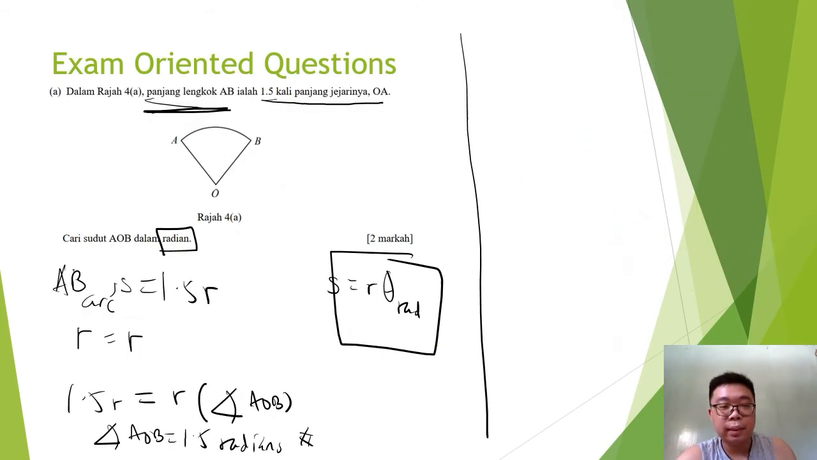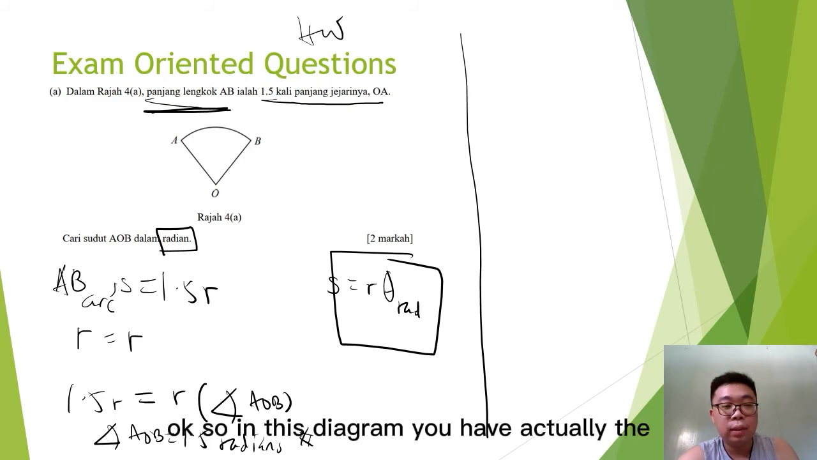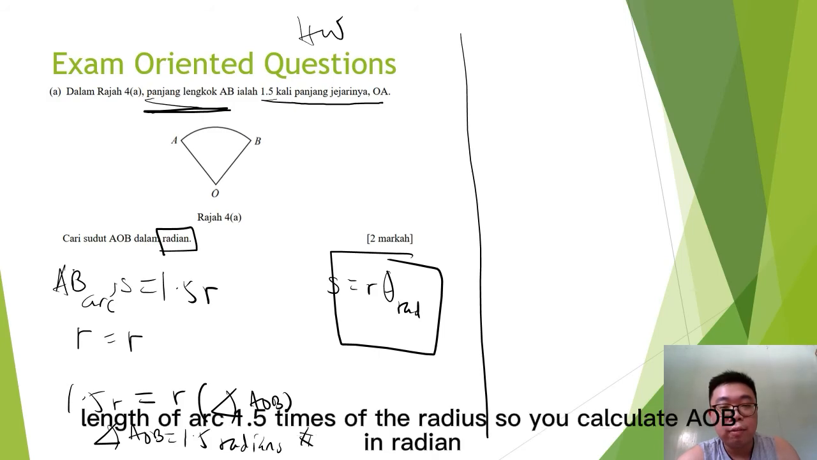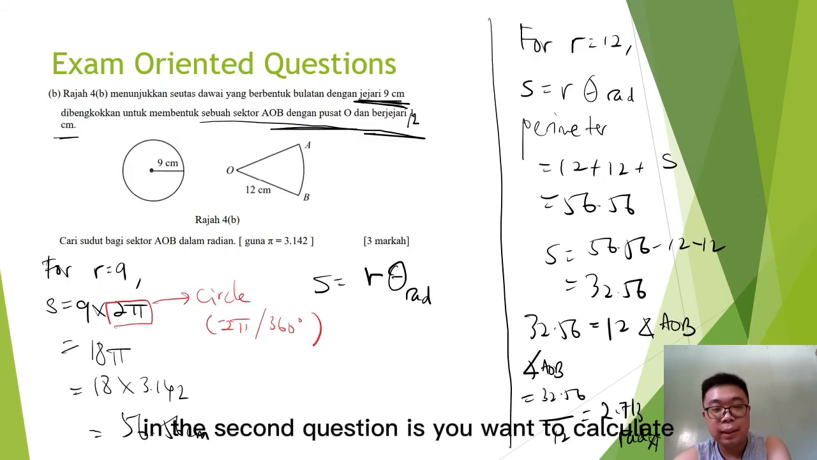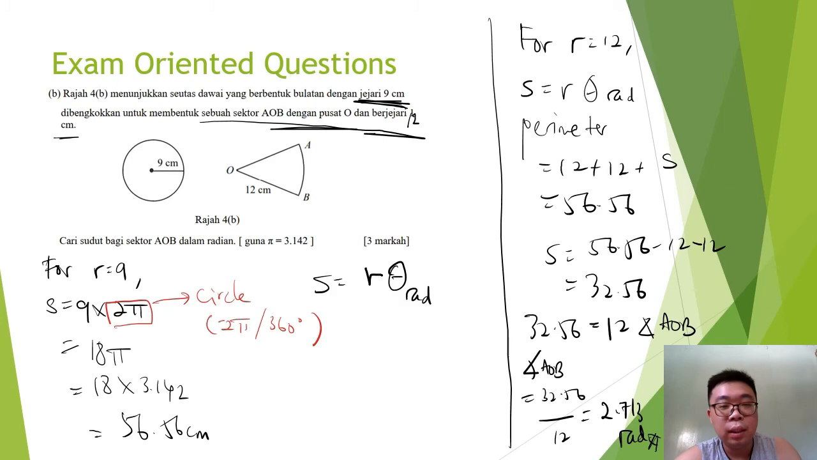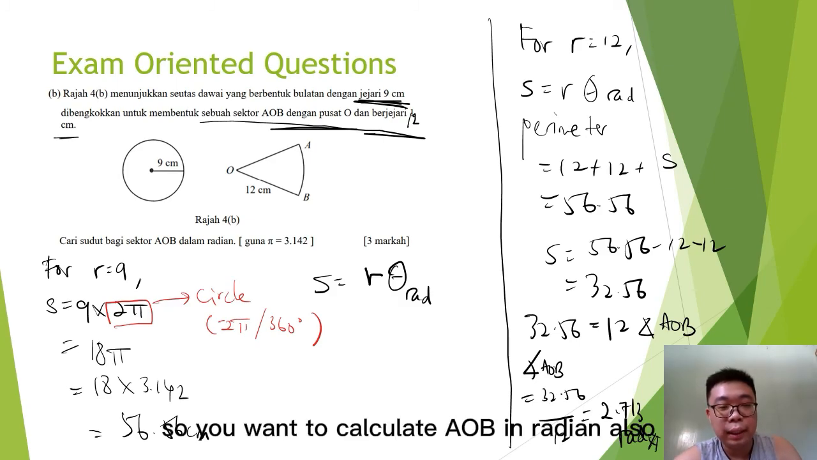Okay, this is the second question of your homework also. Okay, so in this diagram, you have actually the length of arc 1.5 times of the radius. So you calculate AOB in radian. Okay, and the second question is you want to calculate this one. Okay, so you want to calculate AOB in radian also.